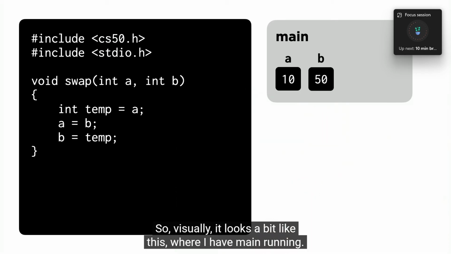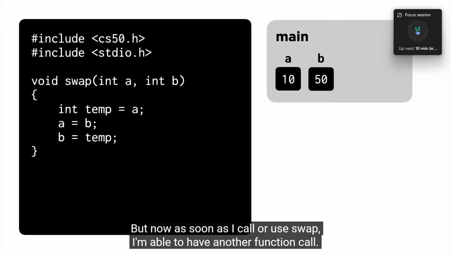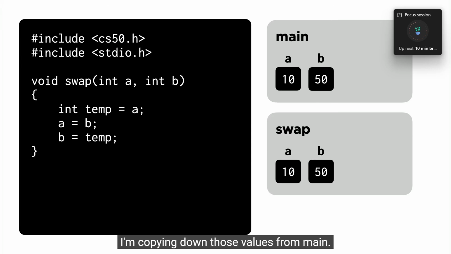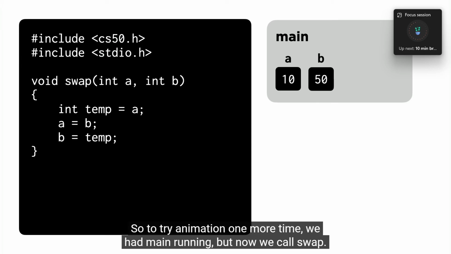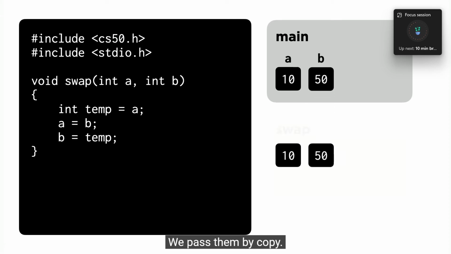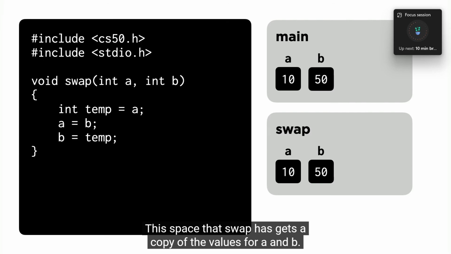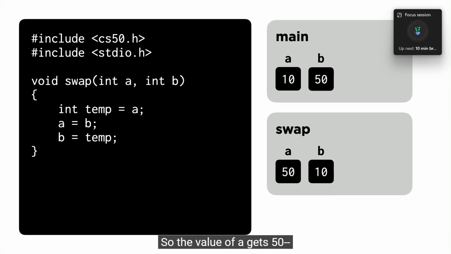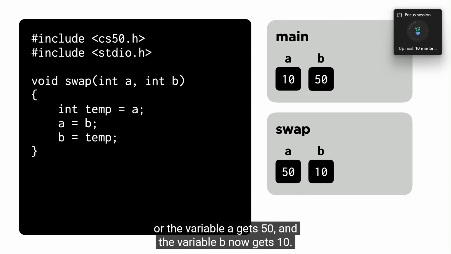So visually, it looks a bit like this, where I have main running, but now as soon as I call or use swap, I'm able to have another function call. I'm copying down those values from main. To show the animation one more time, we had main running, but now we call swap. We pass in these values A and B. We pass them by copy. This space that swap has gets a copy of the values for A and B. And then, of course, within swap, we do swap them. So the variable A gets 50, and the variable B now gets 10.